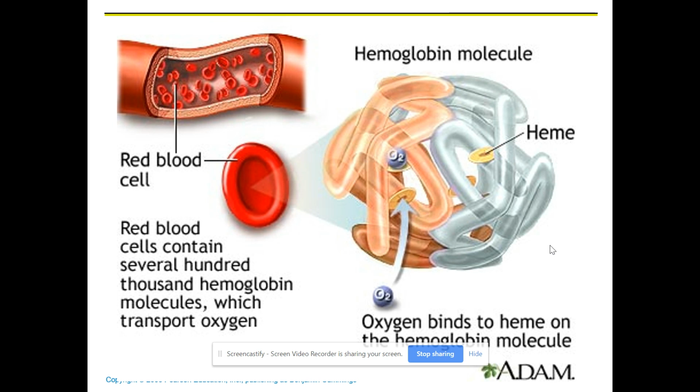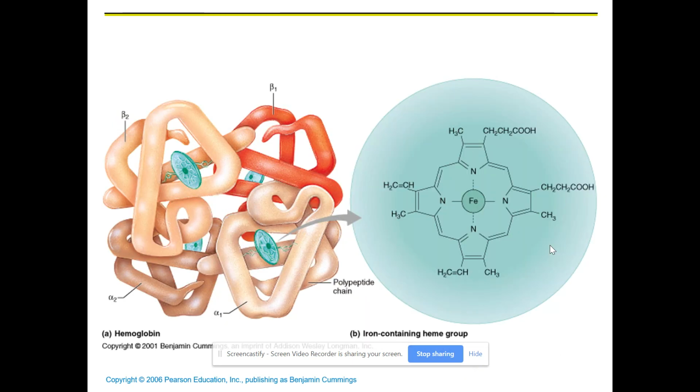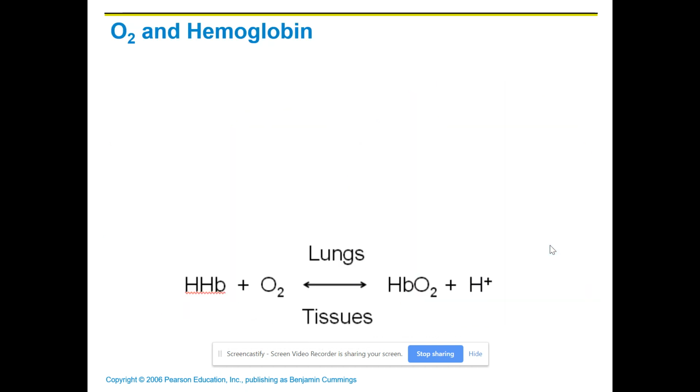This is a picture of the hemoglobin molecule. You can see we have the globin part, that's those peptide chains. We have these 4 hemes. In the center of the heme is the iron, and that's where the oxygen attaches. 1 oxygen per iron, 4 hemes per hemoglobin, 4 oxygens per hemoglobin.